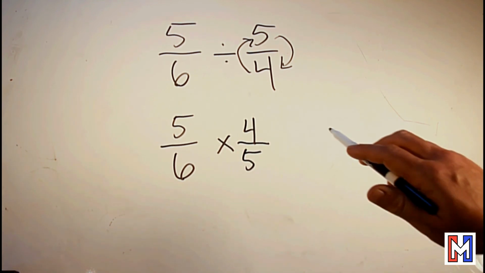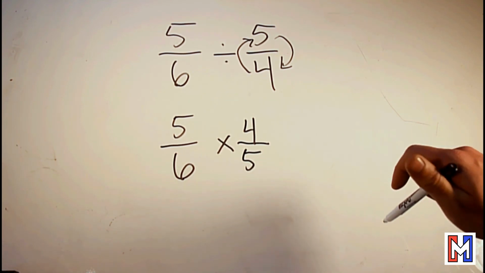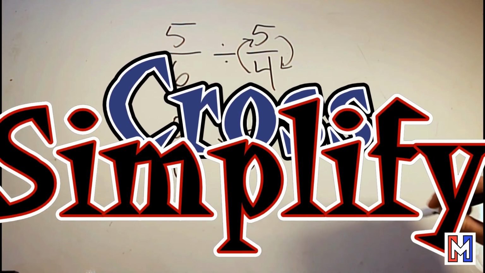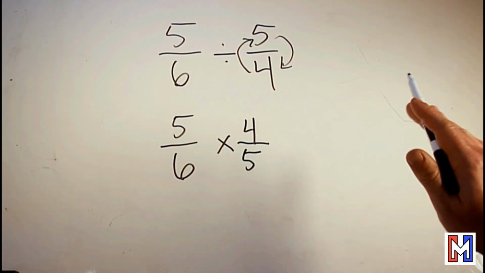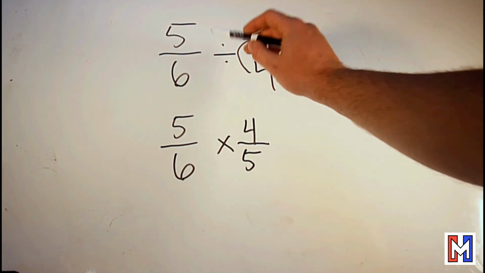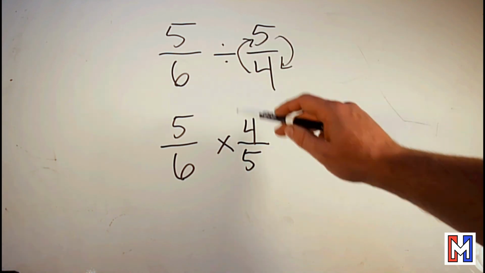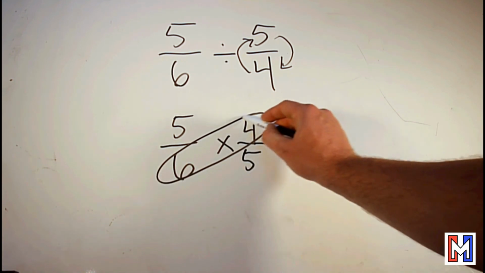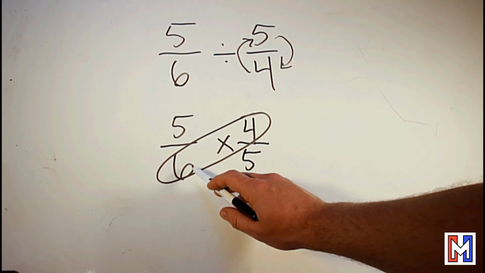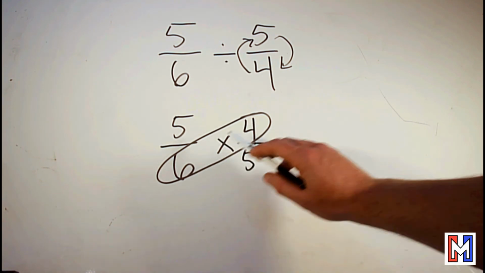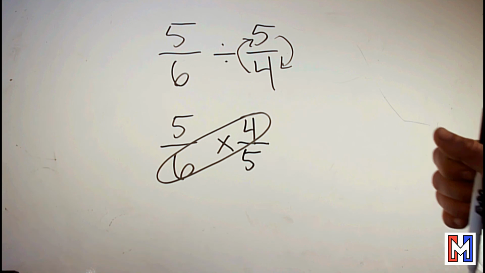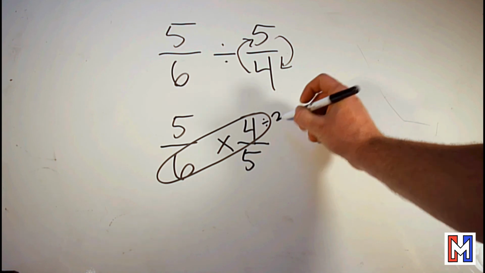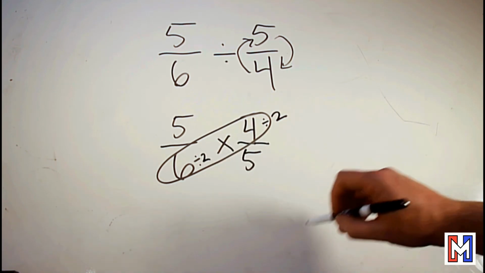Now this is where the next trick is going to come in. The next trick is called cross simplification. It's an X, and we can only do it once we're multiplying. We can't do it when dividing. So cross simplifying is going to be, we're going to look at our numerator of one fraction and our denominator of the other, and we're going to ask ourselves, what number can we divide both of these by to simplify them a little bit? I know they're both even, so I know 2 will go in. So I'm going to divide both of these by 2.